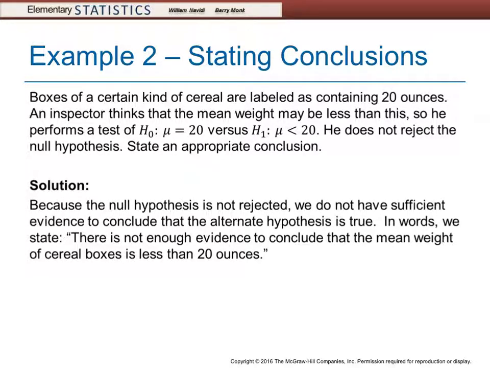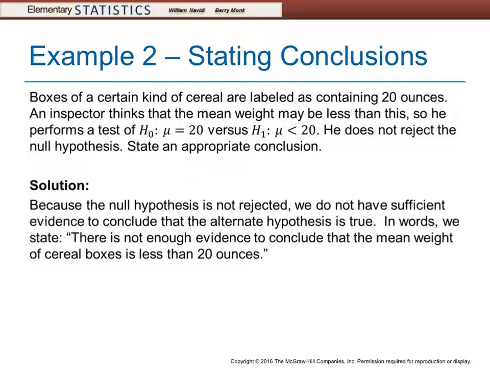Now suppose, in example 2, the same conditions hold. The cereal is labeled containing 20 ounces. An inspector thinks that the mean weight may be less than this, so he performs the test of H0 versus H1, and he does not reject the null hypothesis. So he states the appropriate conclusion.